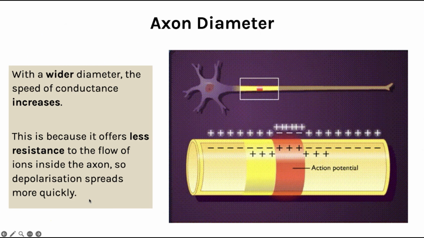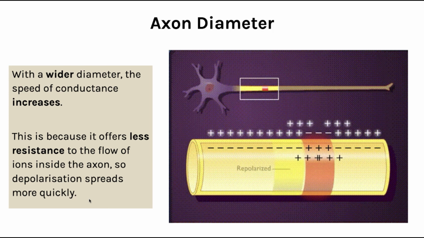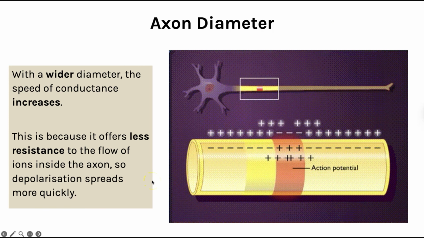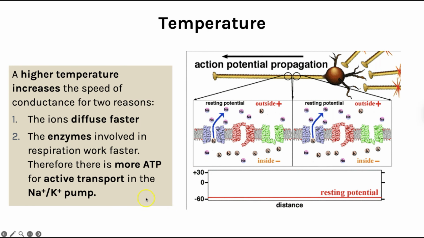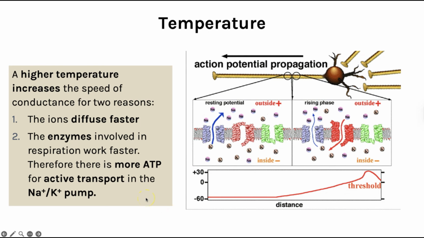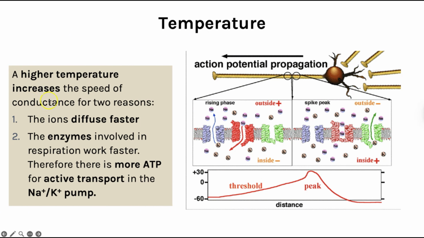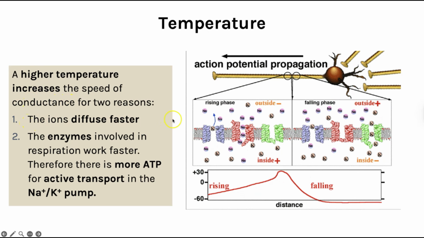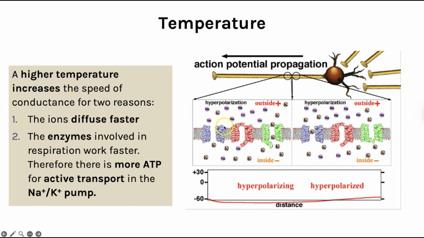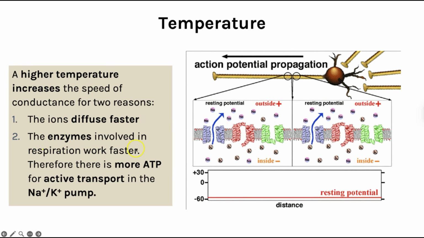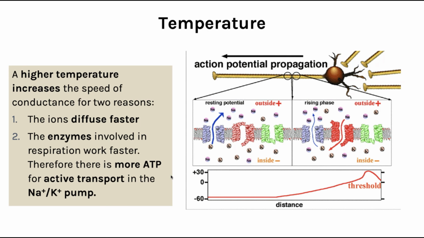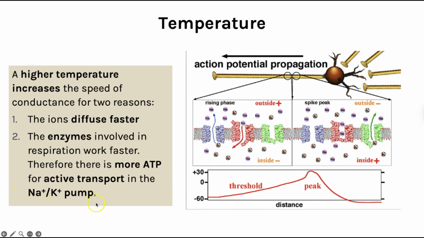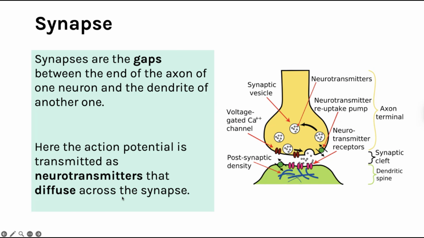A wider diameter will increase the conductance, and that's because it offers less resistance to the flow of ions inside of the axon, so depolarization spreads more quickly. A higher temperature increases the speed of conduction for two reasons. That conductance will be faster because the ions diffuse faster because they've got more kinetic energy. And also the enzymes involved in respiration will be working faster. So that means there's more ATP for active transport of that sodium ion, potassium ion pump.